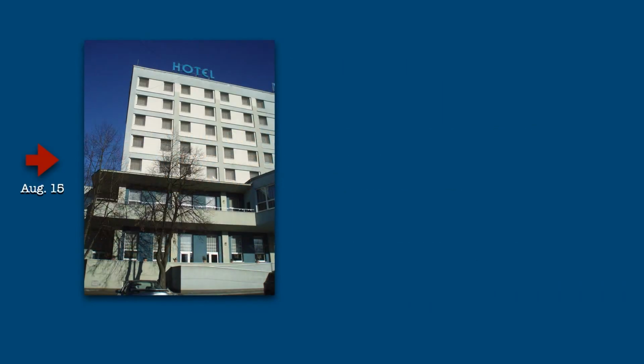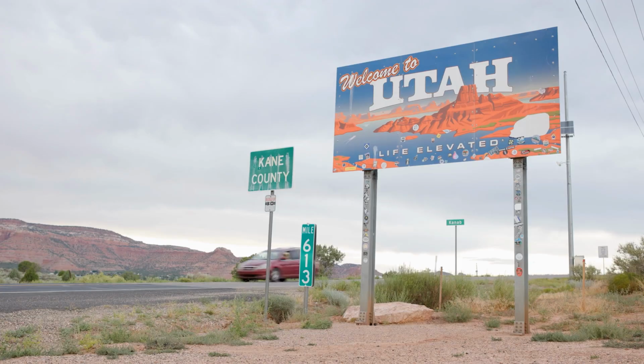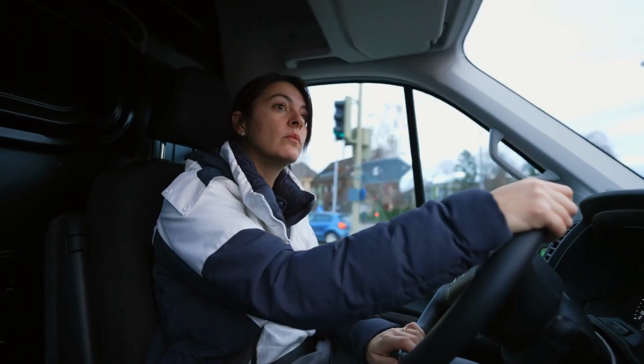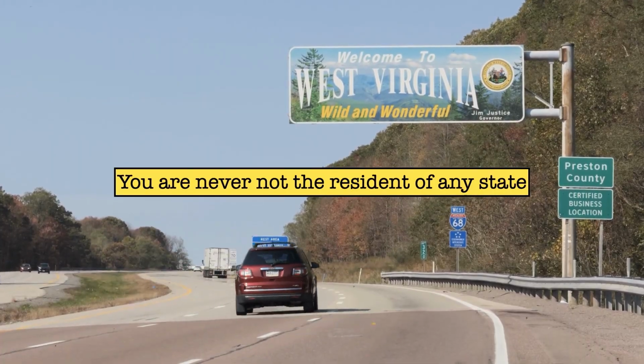For example, if you arrive in the state on August 15th, but don't move into your permanent home until September 21st, your residency starts on August 15th. Even if the moving process takes several days, you are still considered the resident of one state or another. You are never not the resident of any state.